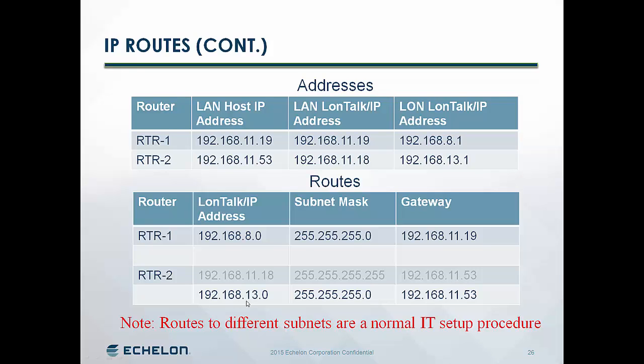The 13 subnet, or 192.168.13.0, with a Class C mask, the gateway in this particular instance is router 2's host IP address, which is 192.168.11.53. Now, routes to different subnets, it's important to understand, are just part of a normal IT setup procedure. We're not doing anything fancy in that particular respect.